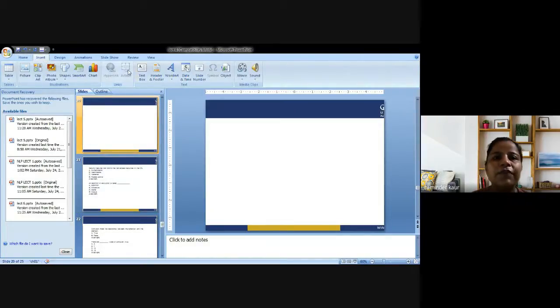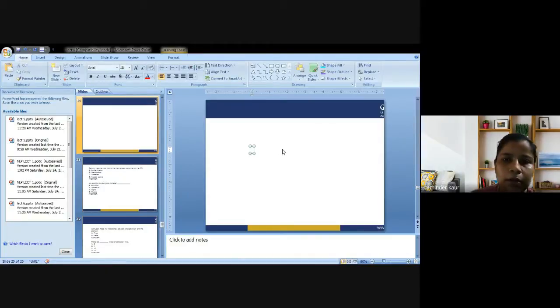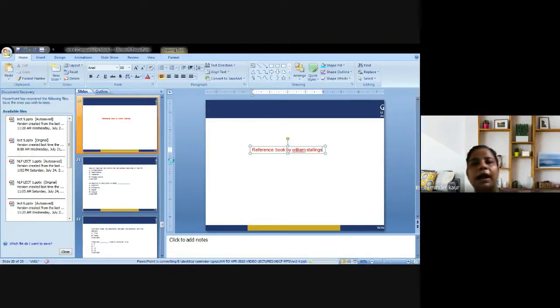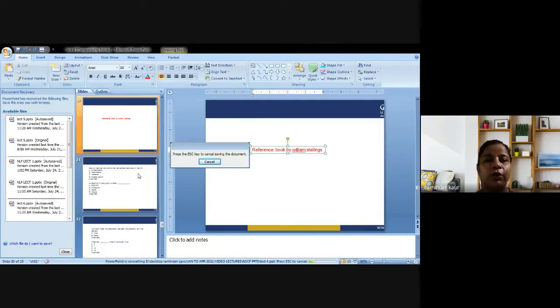Next, a reference book is available in the college library. It is the book by William Stallings. Have a look at the same and get it issued from the library. There are 10 MCQs given here. You are supposed to submit the answers at the end of the class. Each question has 4 choices, and you are supposed to take any one. So these are the 10 questions. Have a look at the same.